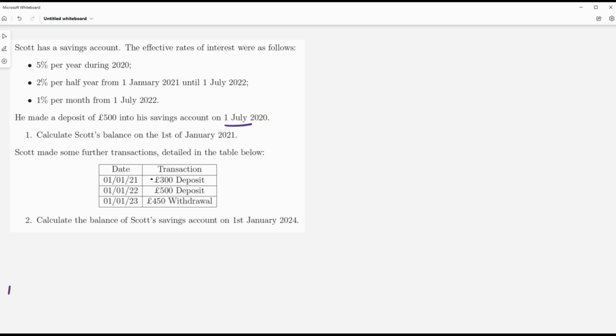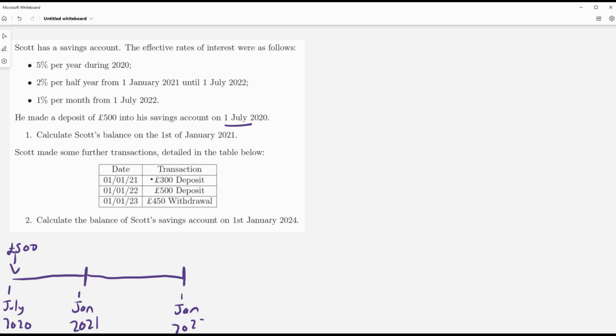2020. So we'll start with that, 1st of July 2020. And what happens is £500 goes into the account. And then the next thing we're really interested in is the 1st of January 2021. And then every January afterwards.